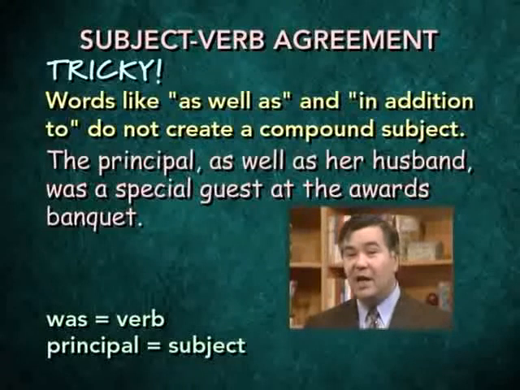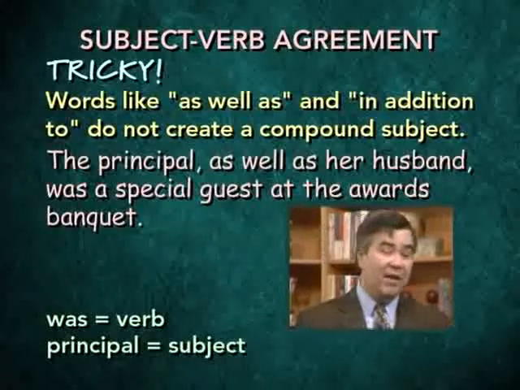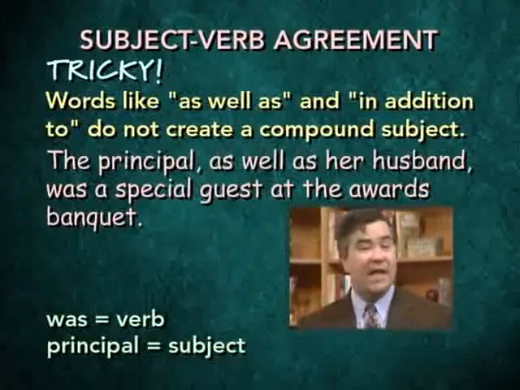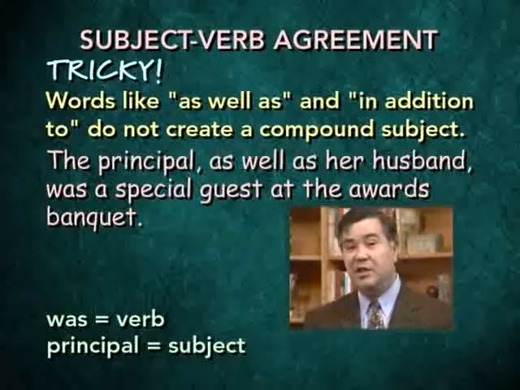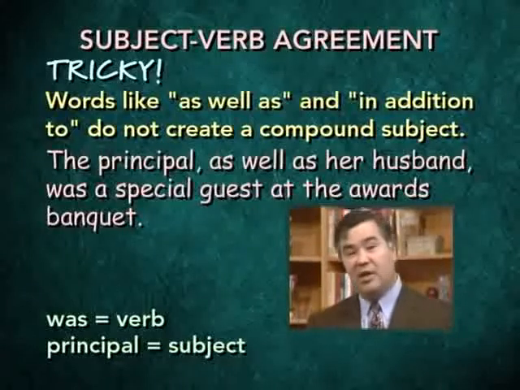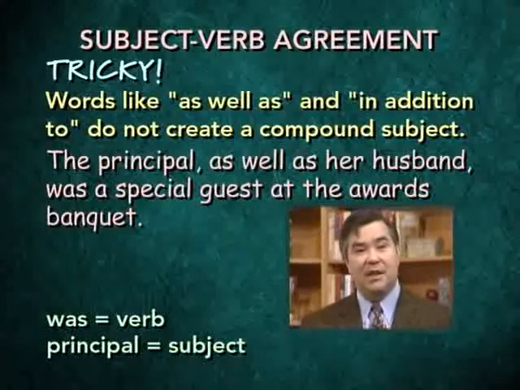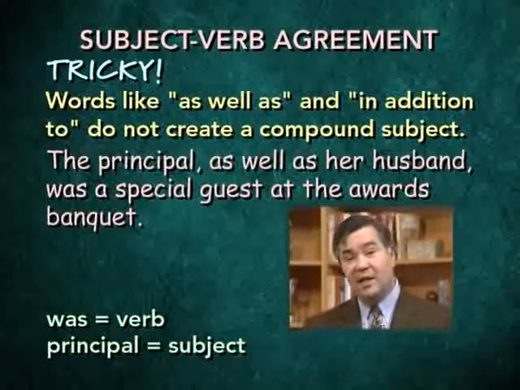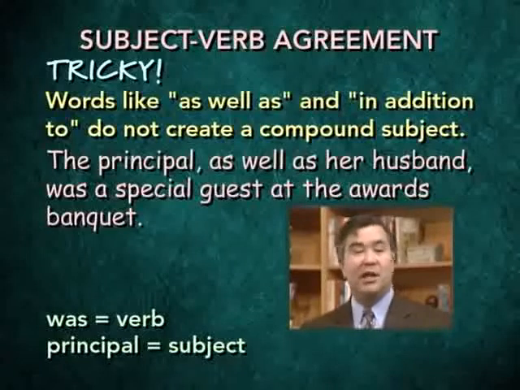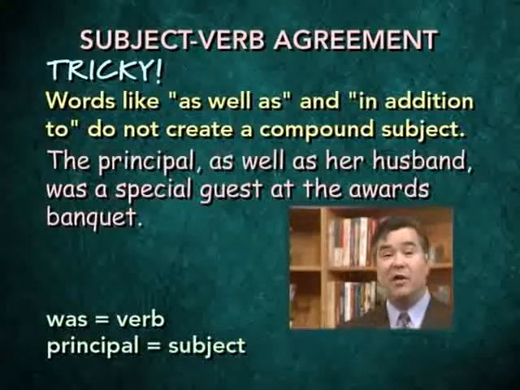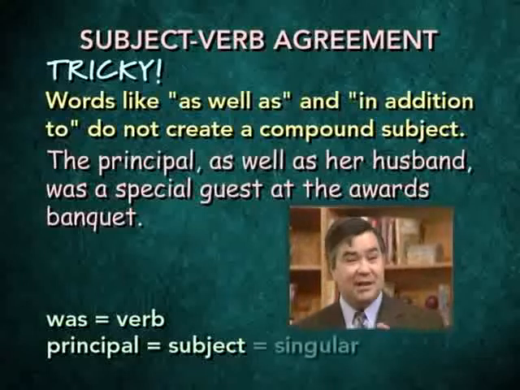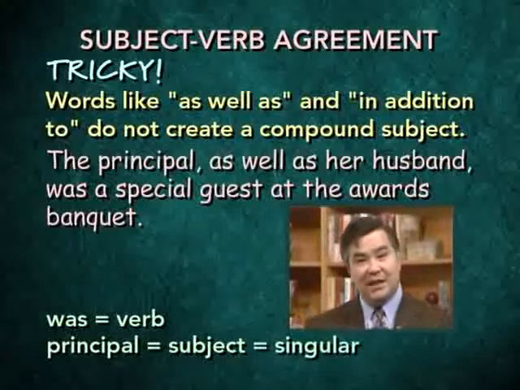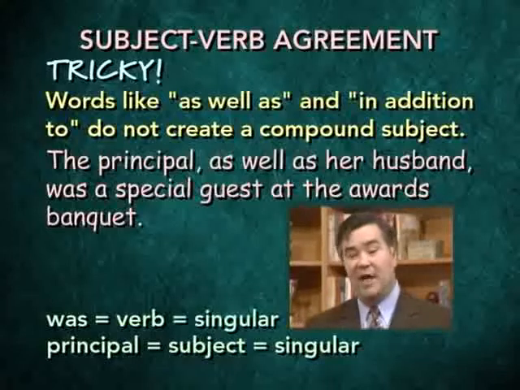We don't have a compound subject because rather than the conjunction and, the phrase as well as has been used. You might also notice that in this particular sentence, the words as well as her husband have been set off by commas. That indicates correctly that that entire phrase, as well as her husband, is a bit of an interrupter. It comes in between the subject and the verb and doesn't become part of the subject. Therefore, the subject is the singular principal, and the singular verb was is correct.